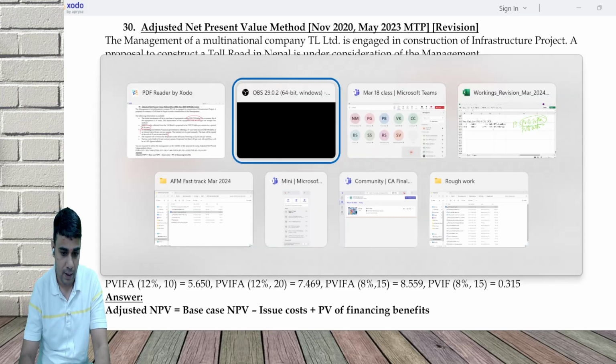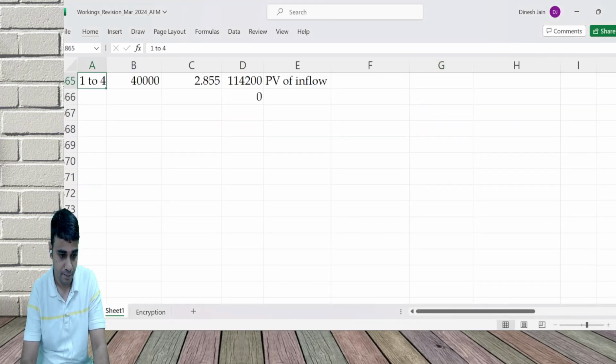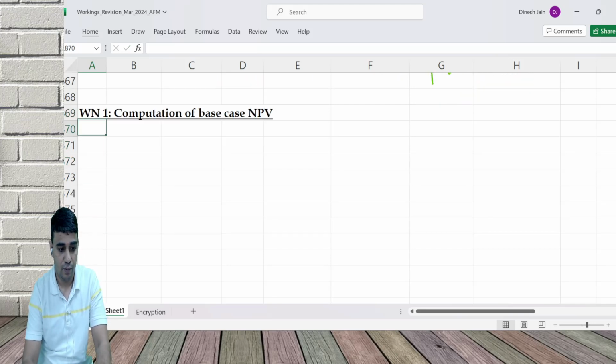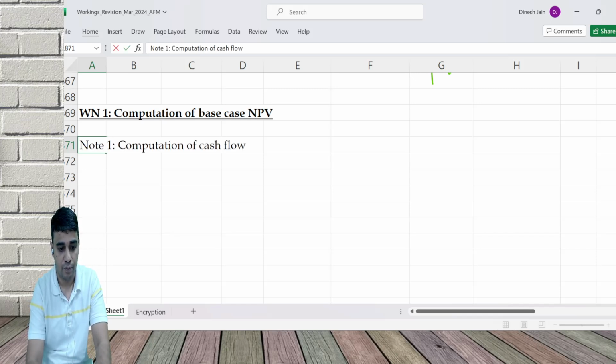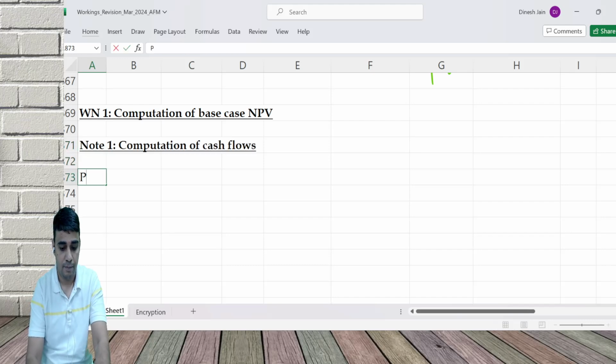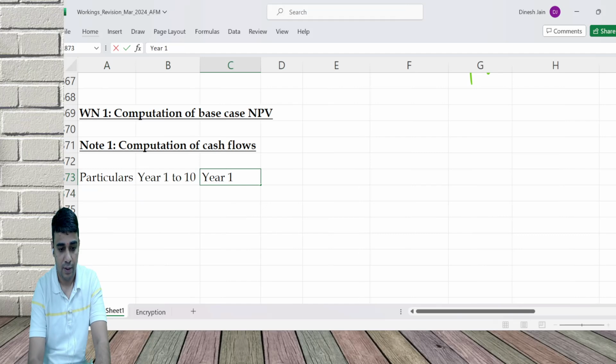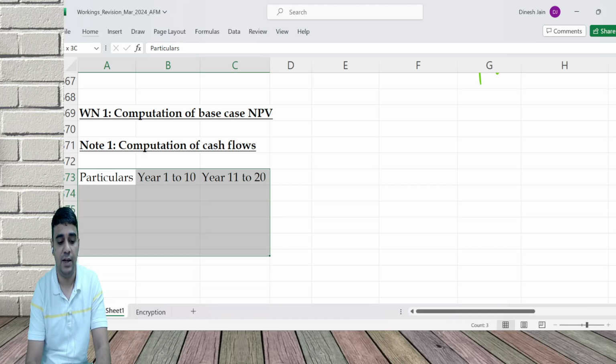Working note 1, computation of base case NPV. Note 1, computation of cash flow. Particulars: year 1 to 10, year 11 to 20. Why segregation? Because for the first 10 years you can charge depreciation, then you cannot charge depreciation.